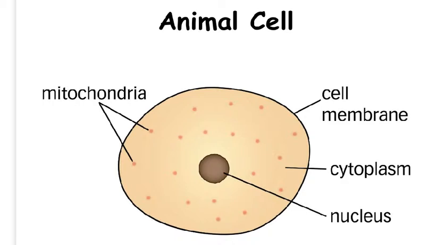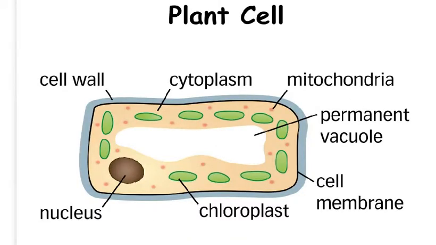Cytoplasm is a jelly-like substance that fills the cell. Most of the chemical reactions of the cell occur here. Mitochondria are small rod-shaped structures that release energy during aerobic respiration. Plant cells also contain a cell wall, permanent vacuole and chloroplasts.